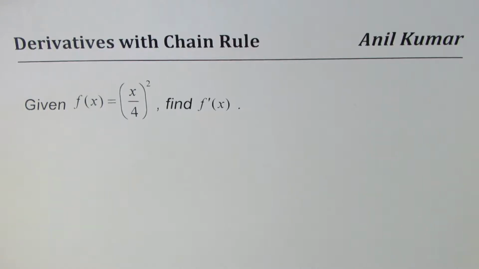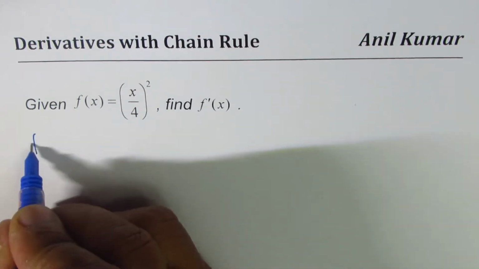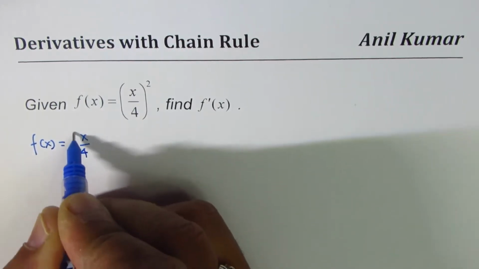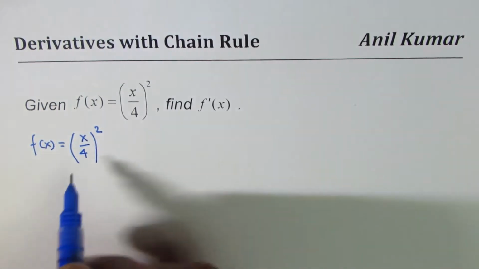This video is for my subscribers who really want to understand the derivative of the function (x over 4) whole squared. So I'll show you three different ways of doing it. We have f of x equals (x over 4) whole squared. We need to find its derivative.